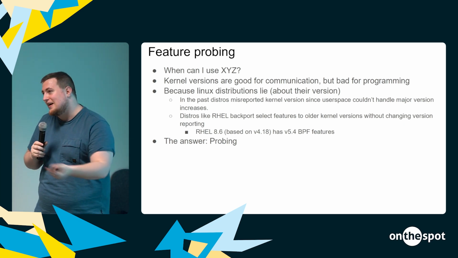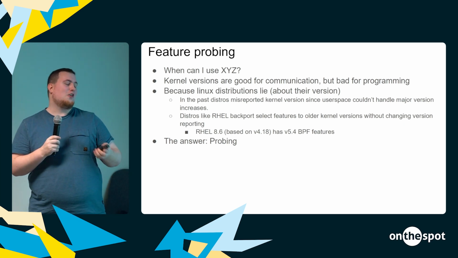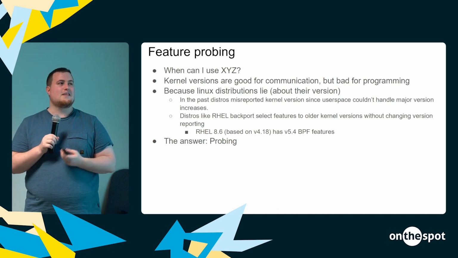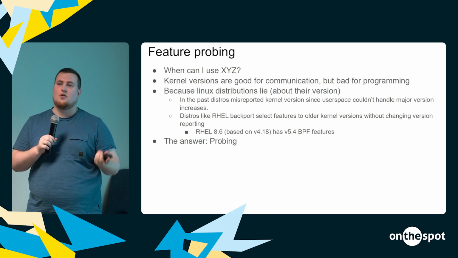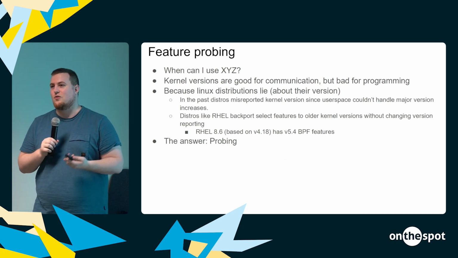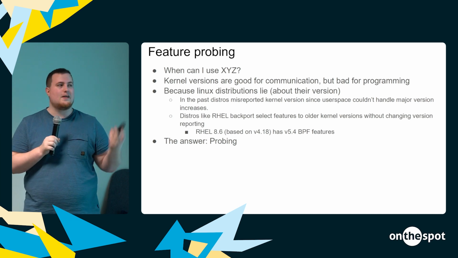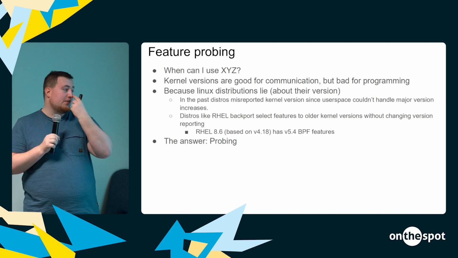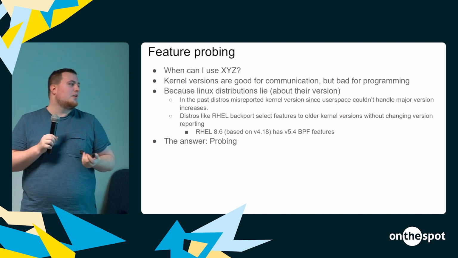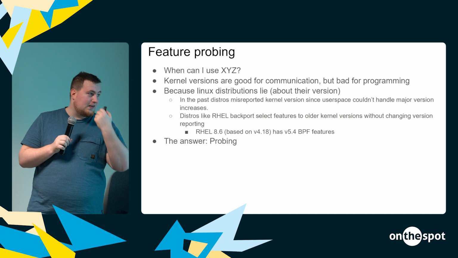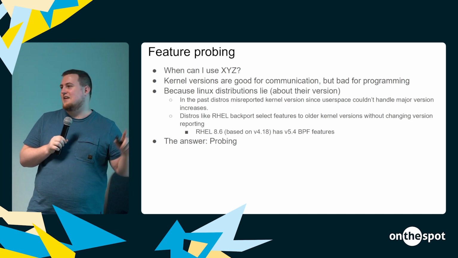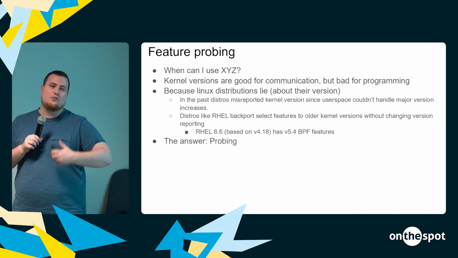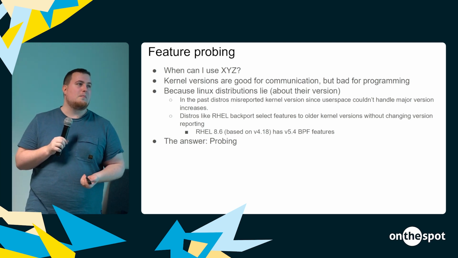Because the kernel lies. Well, not the kernel, but distros. There are a bunch of these distributions that create backports and patches and a whole bunch of stuff, and then don't update kernel versions, because they are made by the kernel project, right? The example that I'm very familiar with is RHEL. RHEL 8.6 is based on the 4.18 kernel, but it actually has 5.4 BPF features. So you just can't rely on these version numbers.